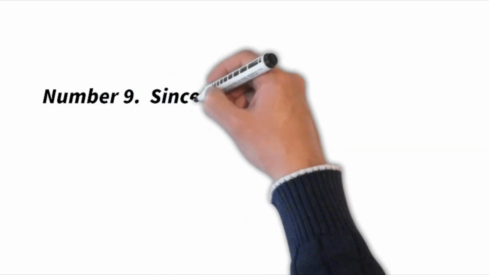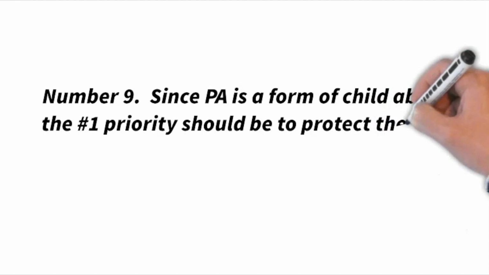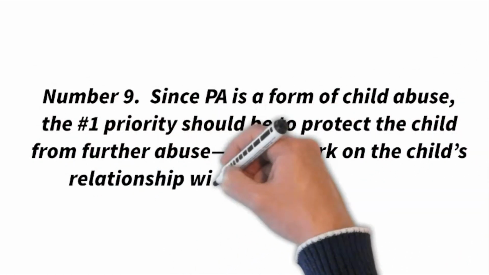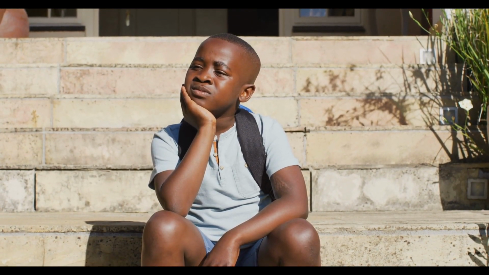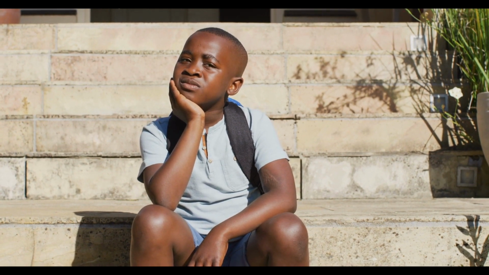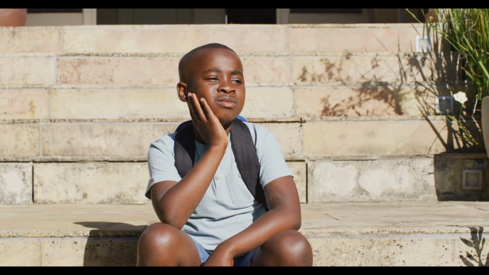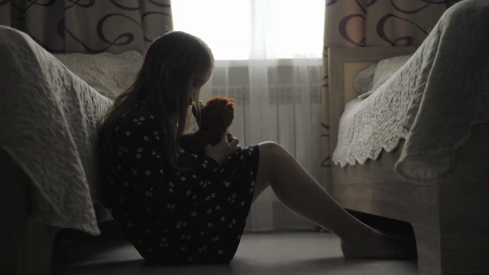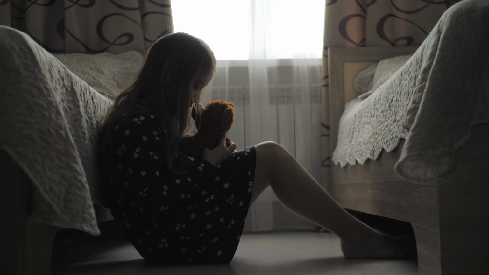Number 9. Since parental alienation is a form of child abuse, the number one priority should be to protect the child from further abuse, not to work on the child's relationship with the rejected parent, although that's also a high priority. Nevertheless, failure to understand this runs rampant among mental health and legal professionals. Judges often reinforce this error, which reflects a serious misunderstanding of clinical priorities, by issuing orders for reunification therapy without corresponding orders to protect the child.